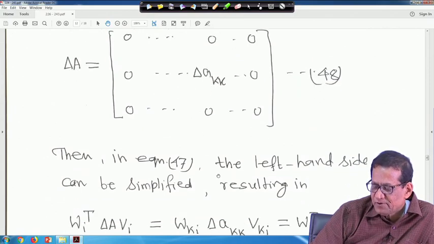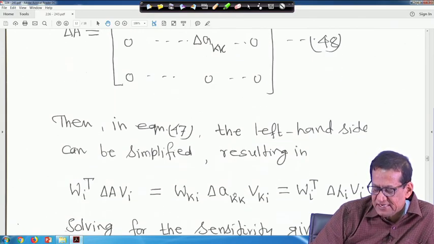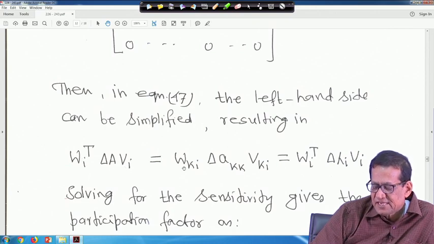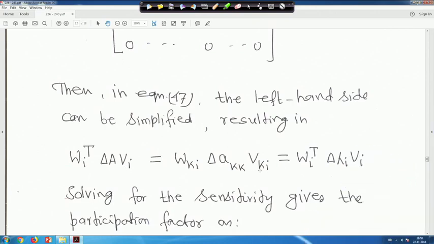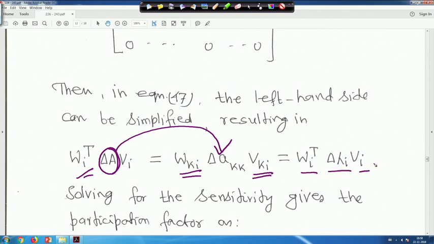So, then in equation 47 the left hand side can be simplified as W_i transpose delta A V_i, which is equal to W_ki A_kk V_ki, which is equal to W_i transpose delta lambda_i V_i. That means, delta A perturbs only the kth element, the diagonal, the kth row and kth column. So delta A is equal to delta A_kk. Because now it is only a single element, we can write W_ki delta A_kk V_ki is equal to W_i transpose delta lambda_i V_i, the right hand side.